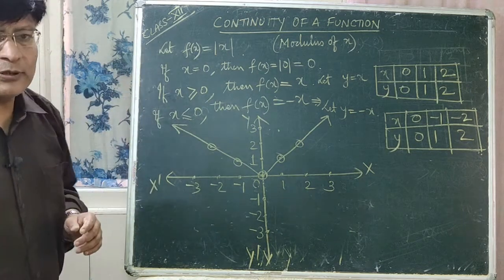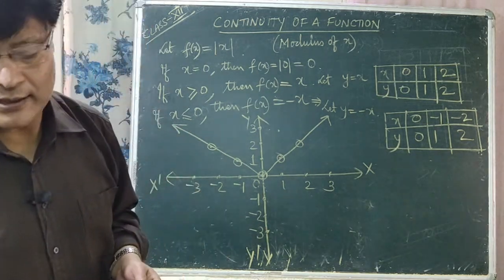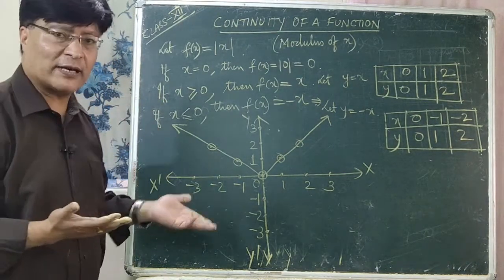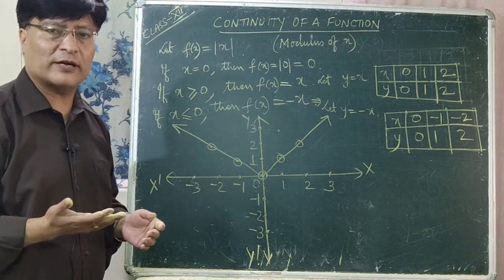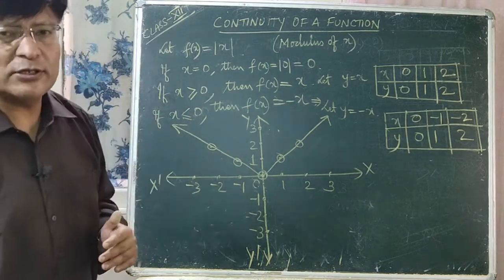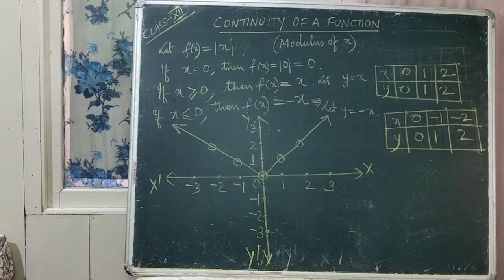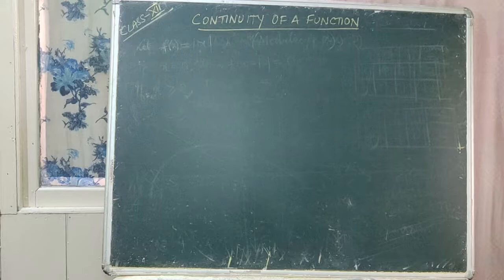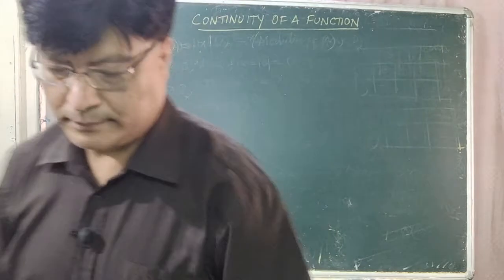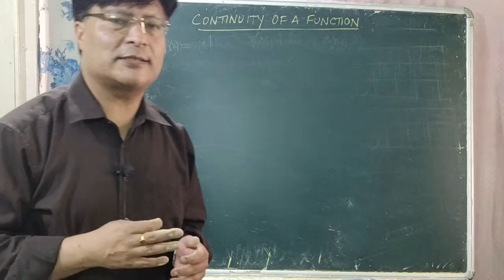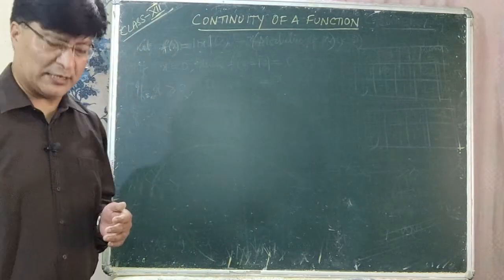Now we'll discuss the continuity of a function with the help of a limit. So that was with the help of the graph. We have discussed the continuity of a graph and the discontinuity of a graph. Now we will discuss the continuity of a function with the help of a limit.